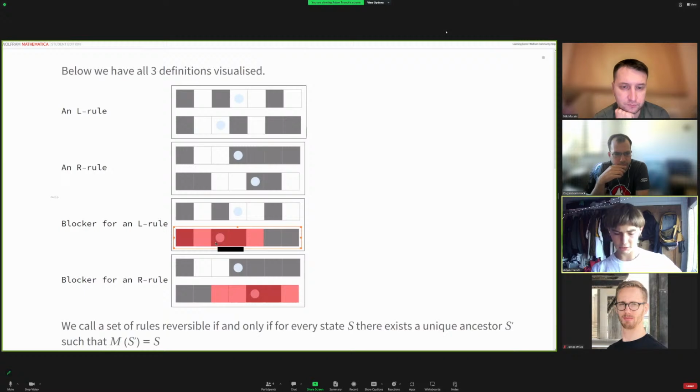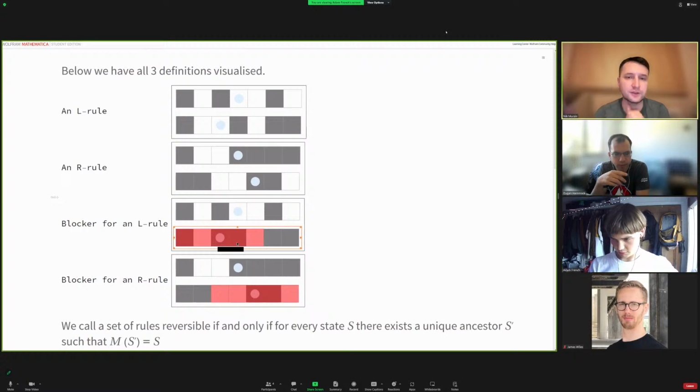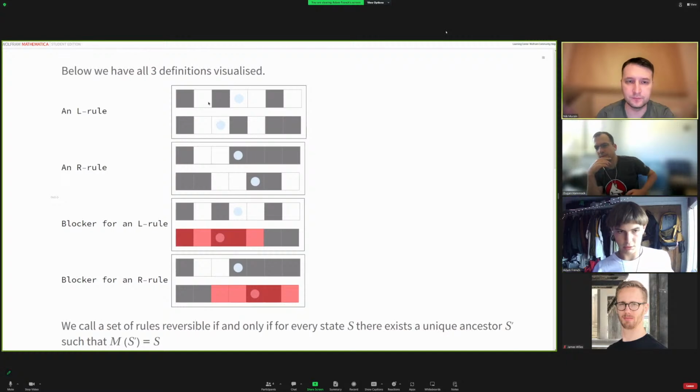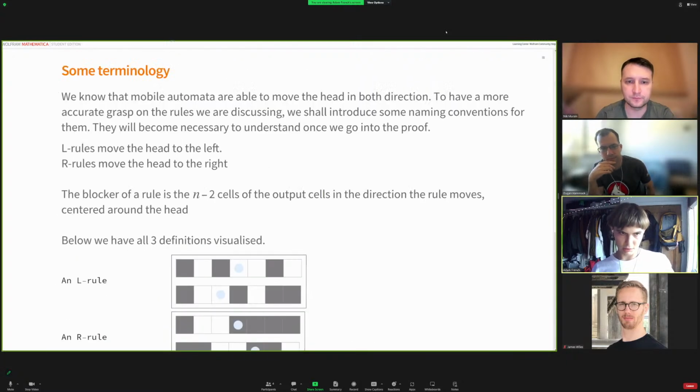Like, it's just n minus 2 cells to the left if it's an L rule, and the n minus 2 to the right if it's an R rule. Does that make sense? No, hold on, it's just the L rule and R rule, right? So you have a much larger radius, right? It's not like 3 cells as before. Yeah, so n can be arbitrary. In this case, n is 7 because we're taking 7 cells to 7 cells. We could have n be 9.